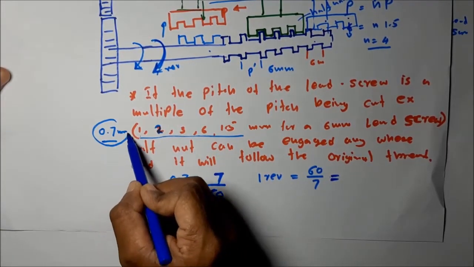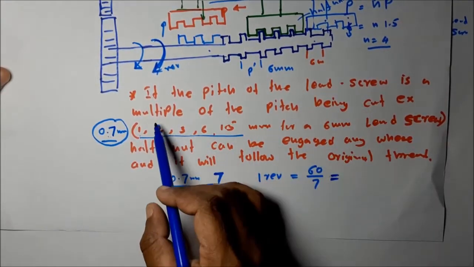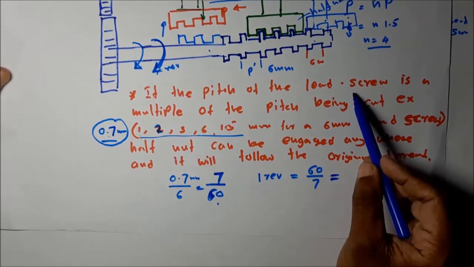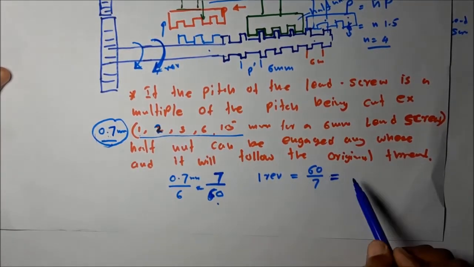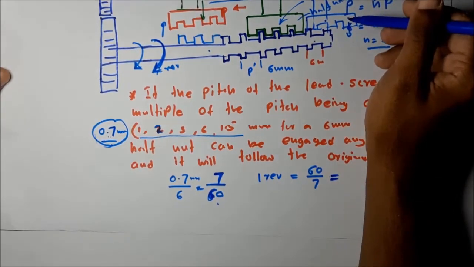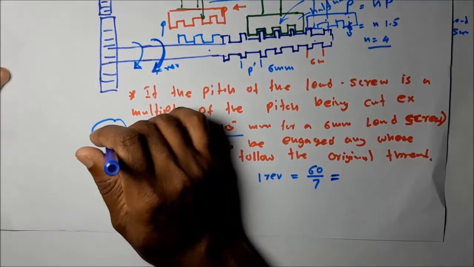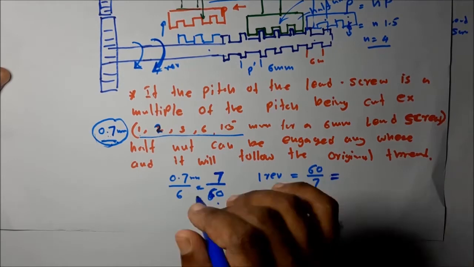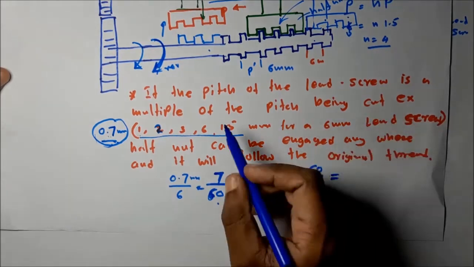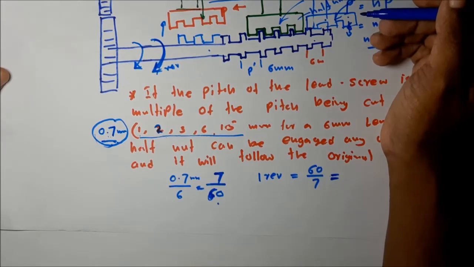When cutting this kind of pitch, 0.7 millimeter pitch, it's not a multiple of the pitch of the lead screw. In this situation, we can't engage the half nut at any engagement position to cut the 0.7 millimeter pitch. But if the pitch is a multiple of the pitch of the lead screw, we can engage the half nut at any engagement position on the lead screw.